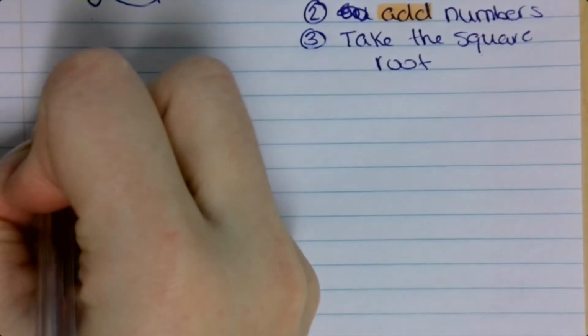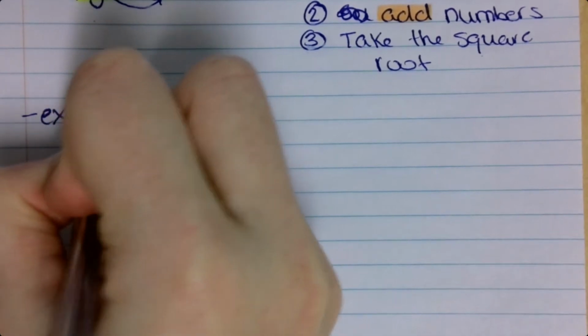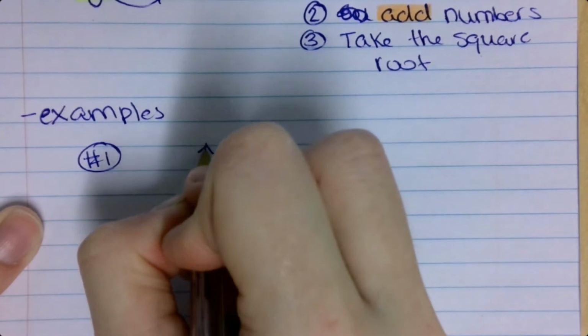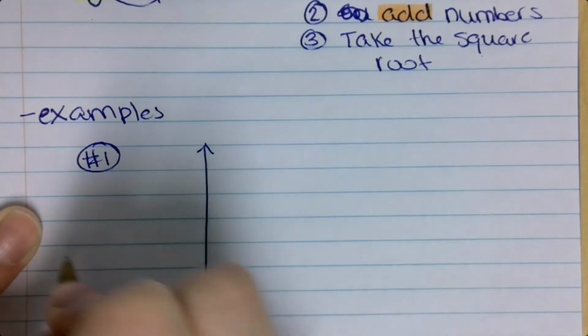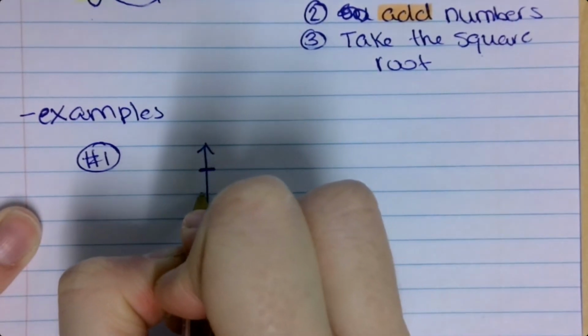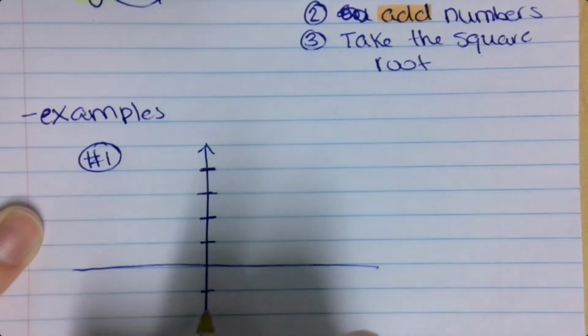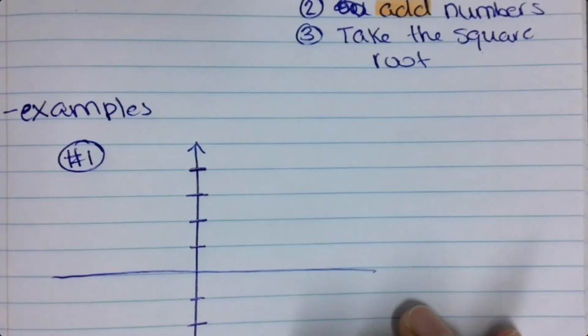So number 1, these are going to be our examples. And number 1, I want you to do the best that you can. Make it kind of as big as your page will allow. 1, 2, 3, 4. So I was able to get 4 up and down on each side of that x-axis on the y-axis, and I'm going to try to do the same thing on each side of my x-axis.